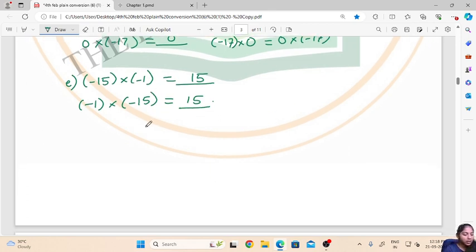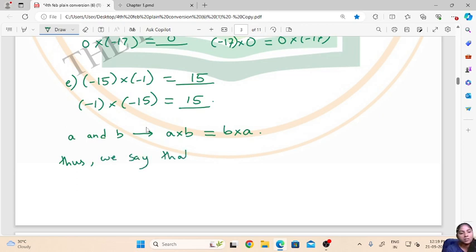So here we see that for any integer a and b, if a and b are any two integers, then a multiplied by b is equal to b multiplied by a, and thus we say that multiplication of integers is commutative.